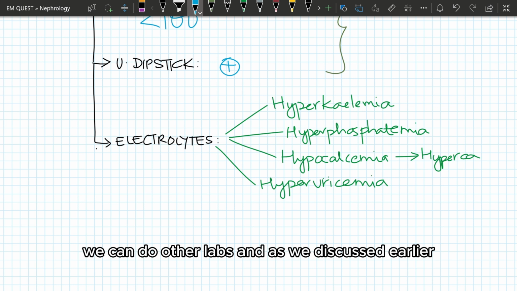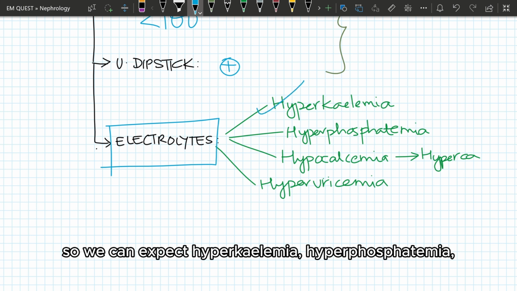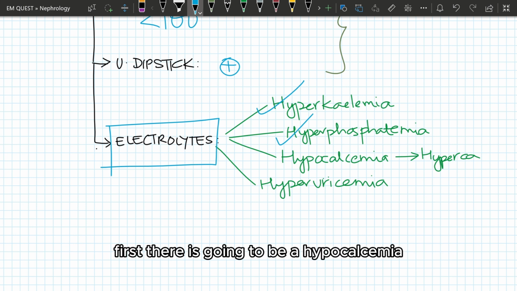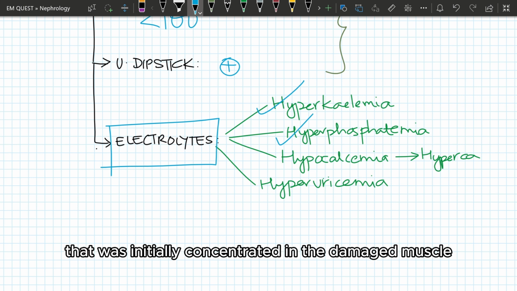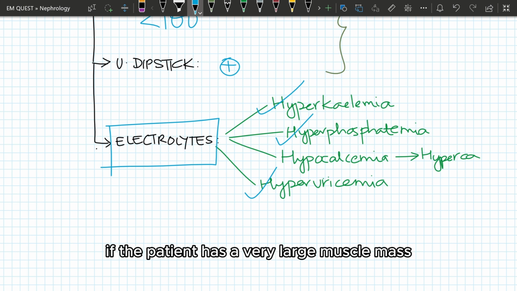We can do other labs, and as we discussed earlier, we can expect electrolyte disturbances, so we can expect hyperkalemia and hyperphosphatemia. First, there is going to be a hypocalcemia that will be followed by a hypercalcemia. Hypercalcemia is because of mobilization of calcium that was initially concentrated in the damaged muscle. There will also be hyperuricemia from the release of muscle's nucleic acid, and this is commonly seen if the patient has a very large muscle mass.